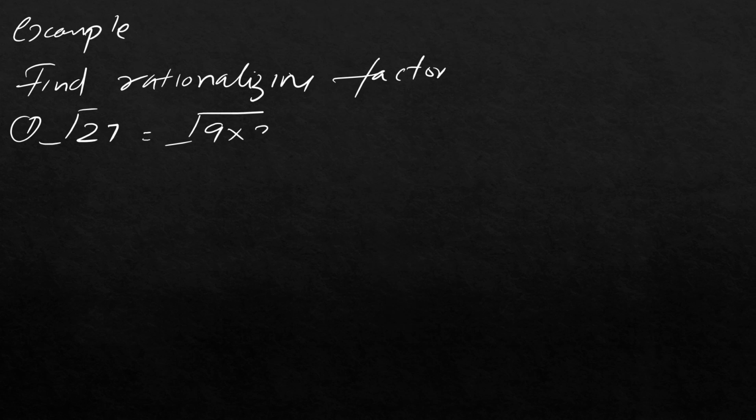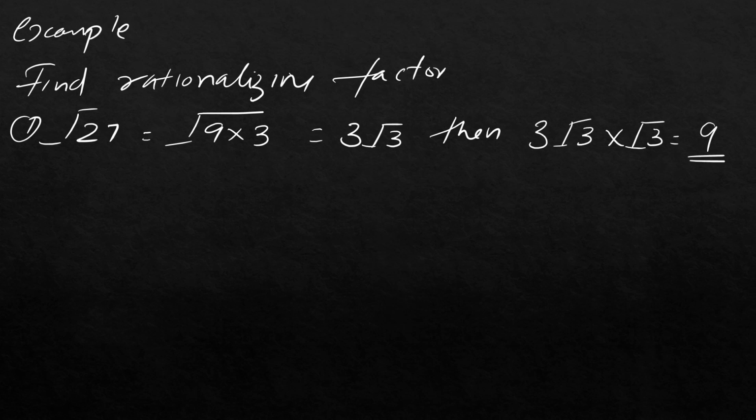If it is root 27, we can write it as 9 into 3, and we know that it will be 3 root 3, correct? So 3 root 3 is not a rational number. Then we need to multiply root 27 with something, because root 27 is not a rational number. So we will be multiplying root 27 with certain numbers so that it will become rationalized. If you multiply root 27, which is 3 root 3 now, with root 3, it will become 9. So root 3 becomes the rationalizing factor of root 27.